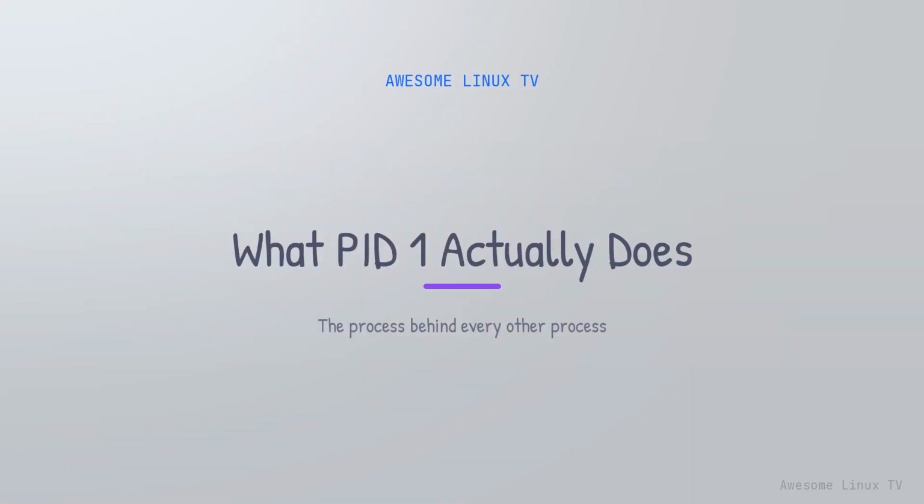Every process on a Linux system has a number called a PID. PID 1 is the first one, the ancestor of everything else running on your machine. But its role goes way beyond just being first. Let's look at what it actually does and why the kernel treats it differently than every other process.